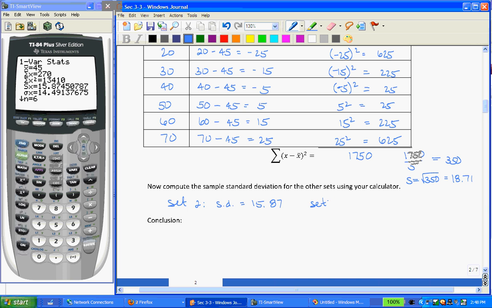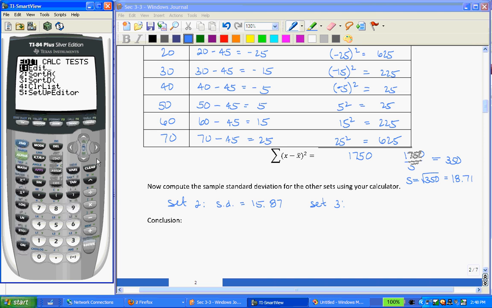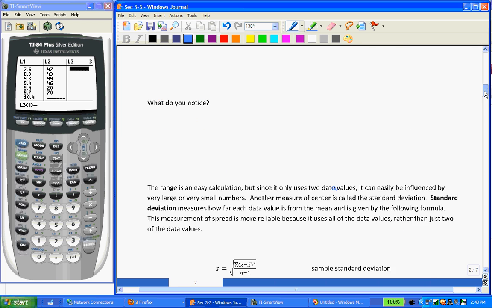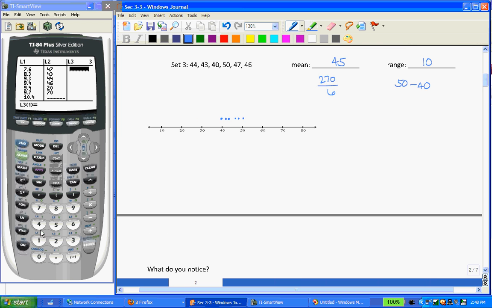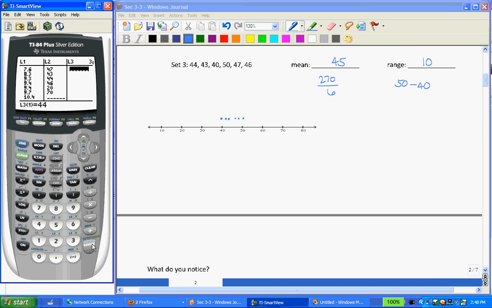And then we need to do the same thing for set 3. So back into stat, edit. Let me use list 3 this time. Let's see, our data values were 44, 43, 40, 50, 47, and 46.